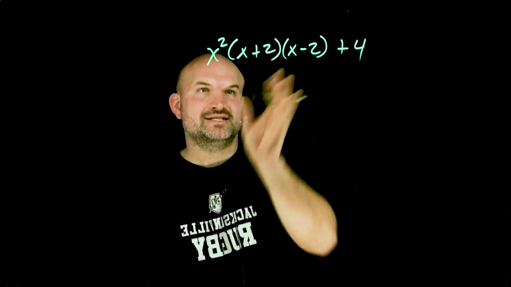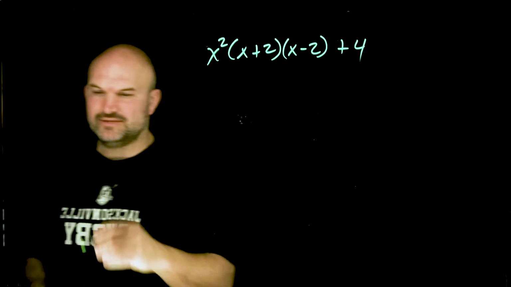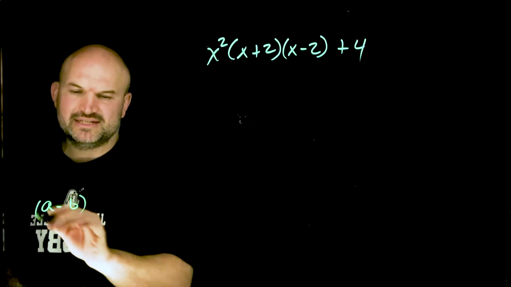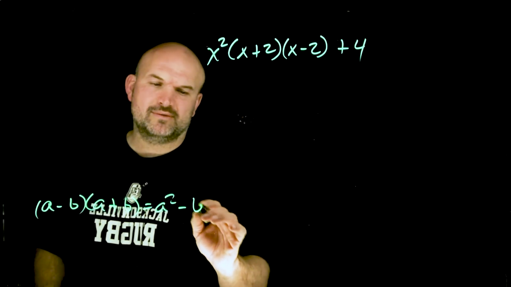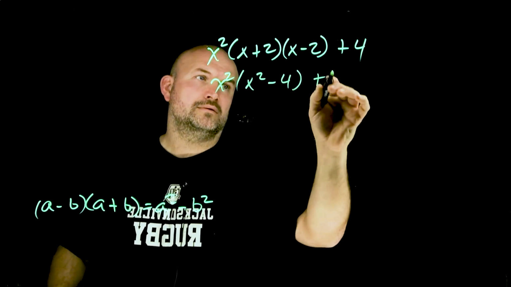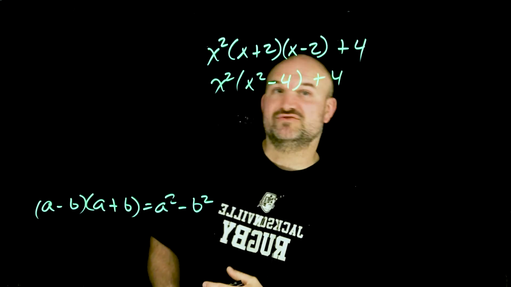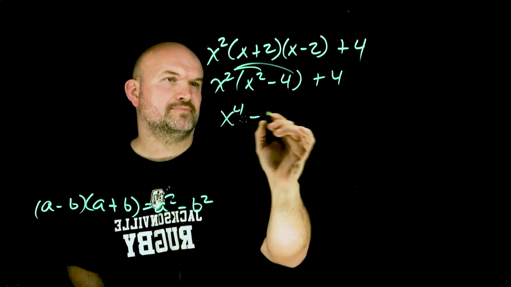So the first thing I recognize here is I have this x plus 2 times x minus 2. That's relatively easy for me to factor out, because if you remember the difference of two squares, a minus b times a plus b is a squared minus b squared. So I can quickly rewrite this as x squared times x squared minus 4 plus 4, and then I can just distribute this over one more time.